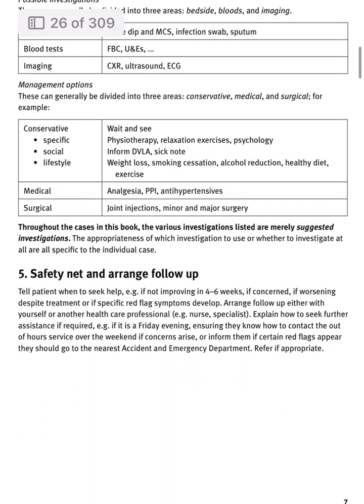Management options, these can generally be divided into 3 areas: conservative, medical, and surgical, for example. And conservative is specific, social and lifestyle. Specific like physiotherapy and relaxation exercises and psychology, social like informing the DVLA and a sick note, and lifestyle like weight loss, smoking cessation, alcohol reduction, healthy diet and exercise. Medical like analgesia, PPI, antihypertensives, surgical like joint injections, minor and major surgeries.